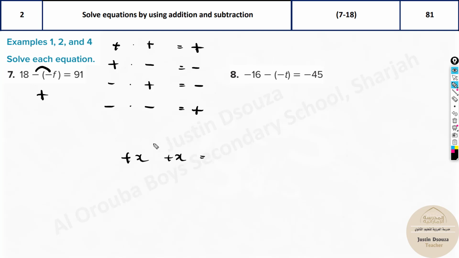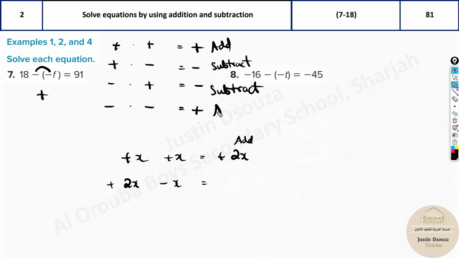Now, for example, plus x plus x would be plus and plus, just add them up, plus 2x. Here, if we have 2x, which is plus, and then we have minus x, plus and minus would lead us to subtraction, but with the greater number's sign. You should subtract here. Here we added, right? Plus means add. This is subtract, or minus. Some mistake it as add, which is wrong.